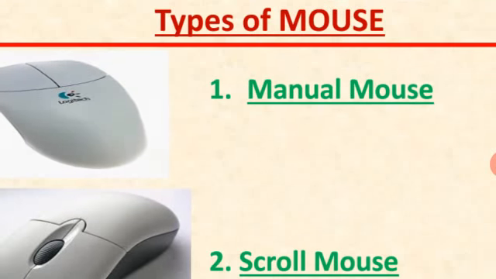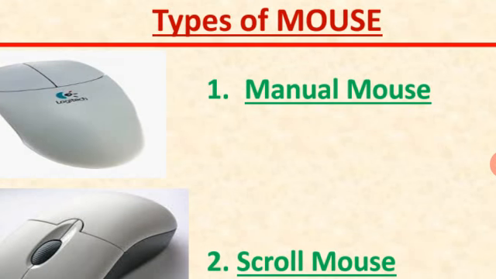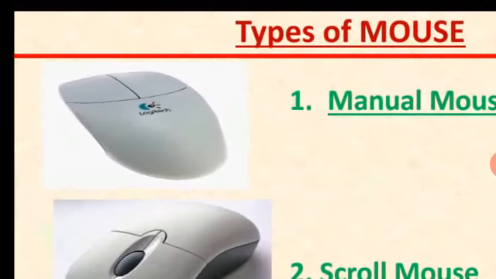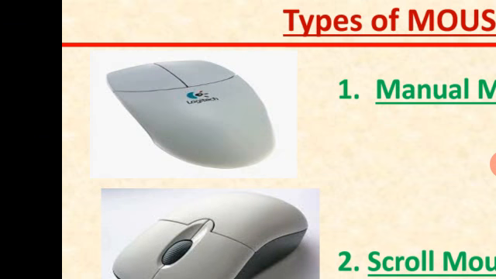In the first diagram, the first category is the manual mouse. A manual mouse consists of only two buttons, the left button and the right button. It is connected through a wire to the computer. By clicking on the button, we select the position on the monitor and perform our action.